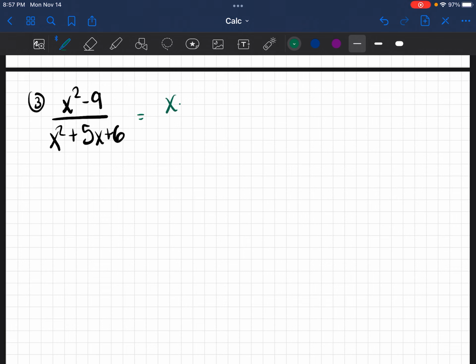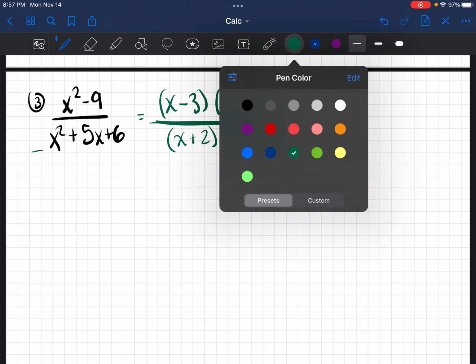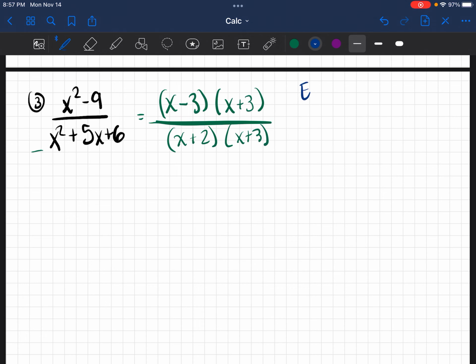All right, my first step is to factor using the difference of squares here. And because a is equal to 1, I am confident that I can factor this using some mental math. So my first step was factor. I'm going to write my excluded values.